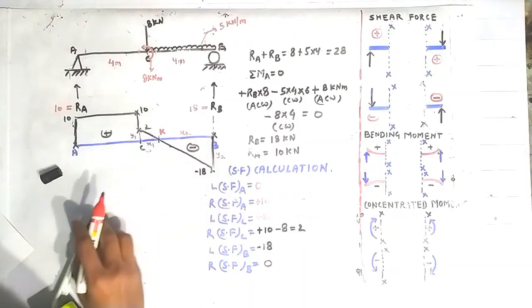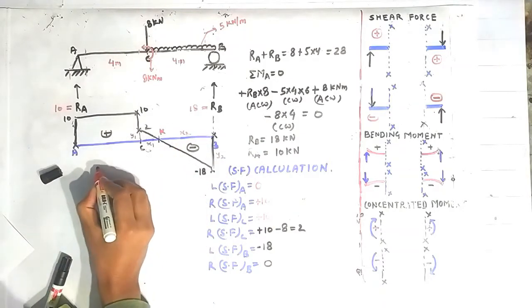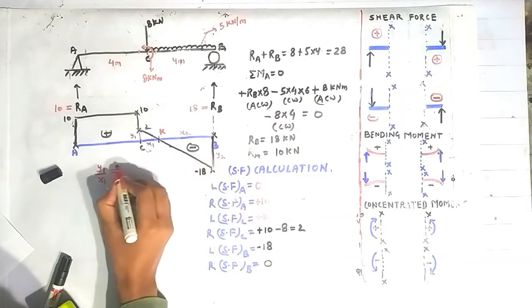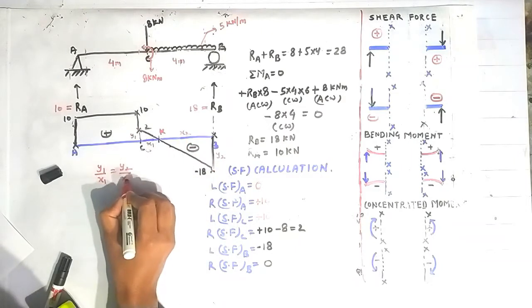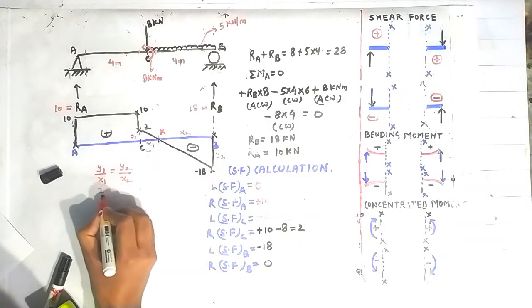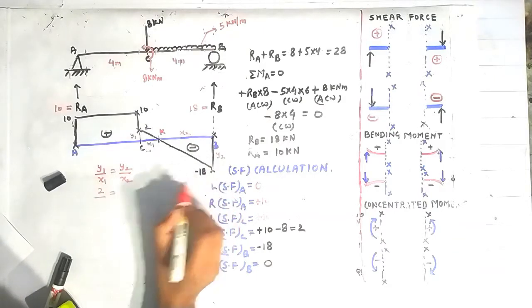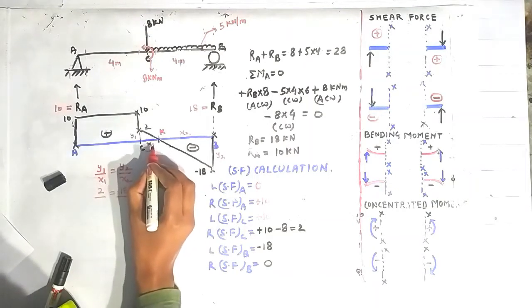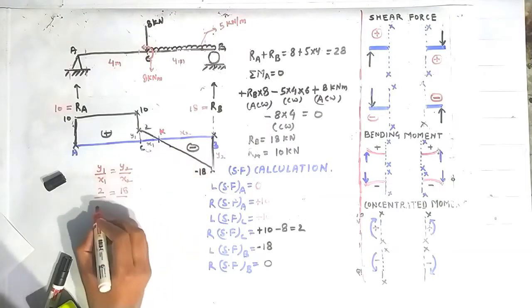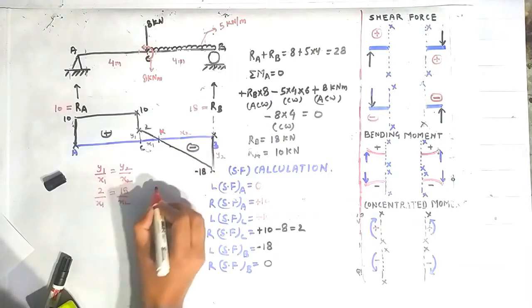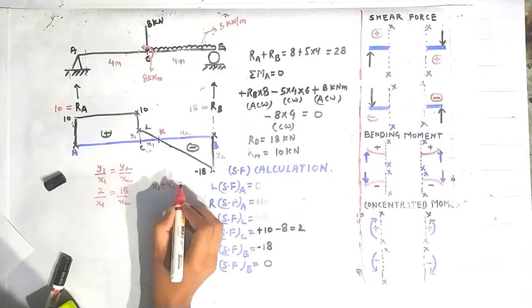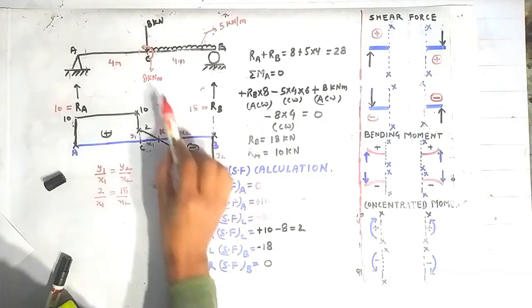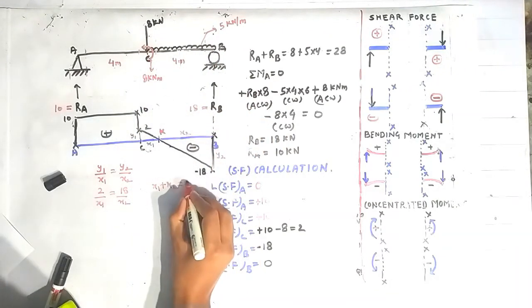X2. Now from the property of similar triangles, we know that y1 by x1 is equal to y2 by x2. Now we know that y1 is equal to 2, and y2 is equal to 18, and x1 is equal to how much? X1 is not known to us, we have to determine, and x2 also we have to determine. But we know that x1 plus x2 is equal to this distance, that is 4 meter. Why? Because x1 plus x2 is equal to CB, and CB is equal to 4 meter. So I write here 4 meter.